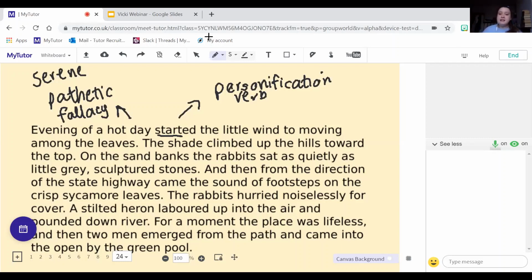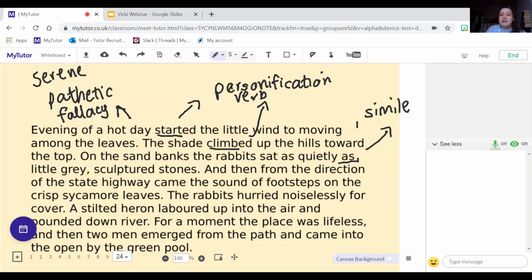Right, the shade climbed up the hills towards the top. Again, shade can't climb. So that's an example of personification. On the sandbanks, the rabbits sat as quietly as little grey sculptured stones. So we're comparing the rabbits to something else. We're using as, so we've got a simile.